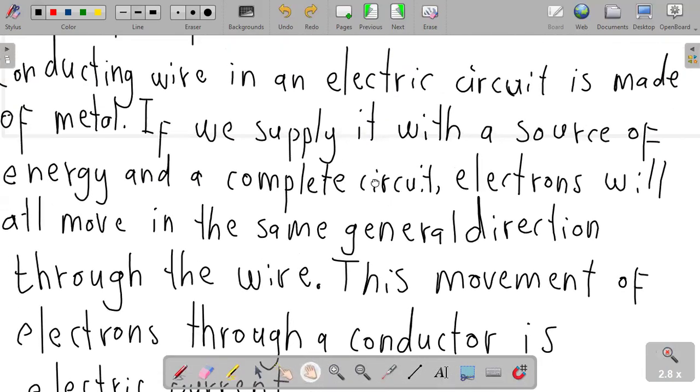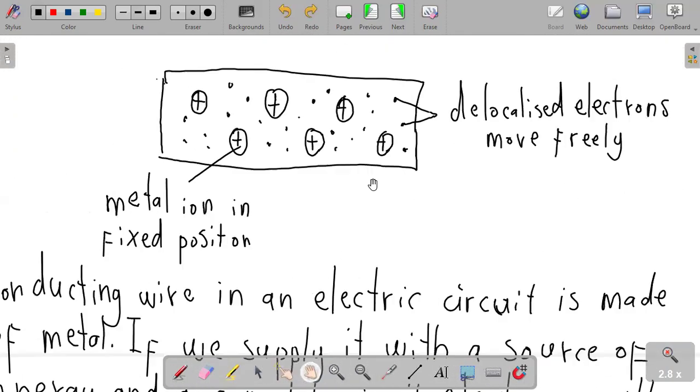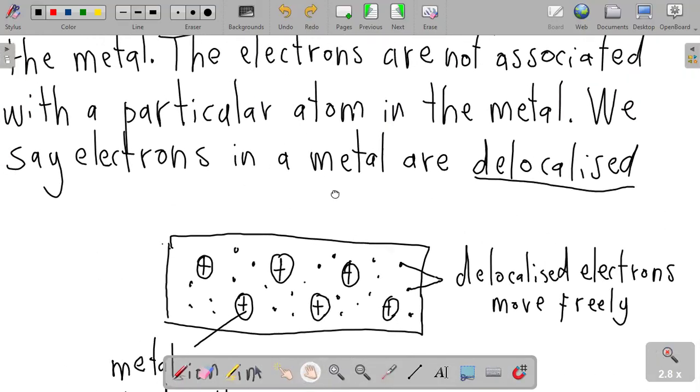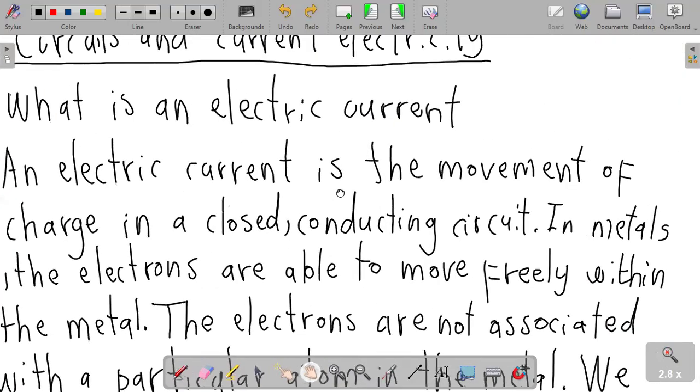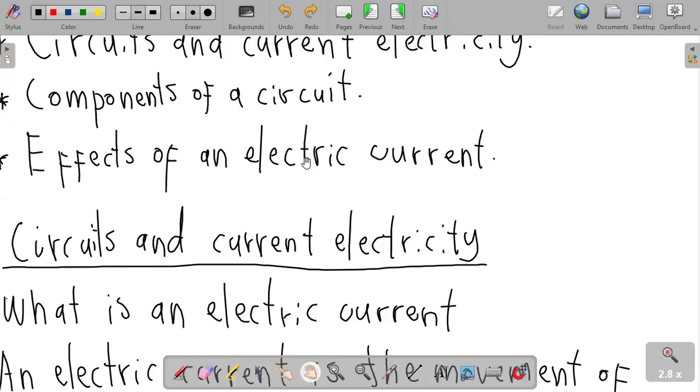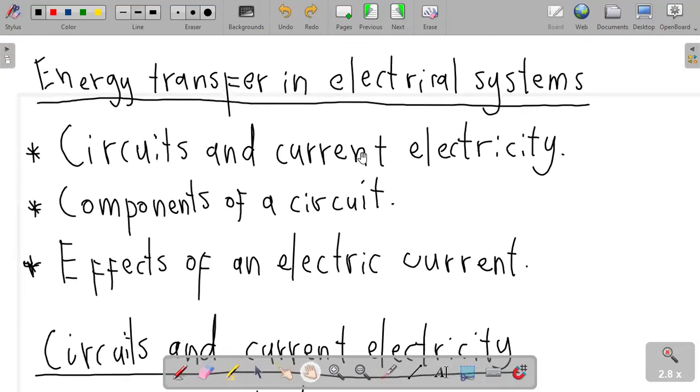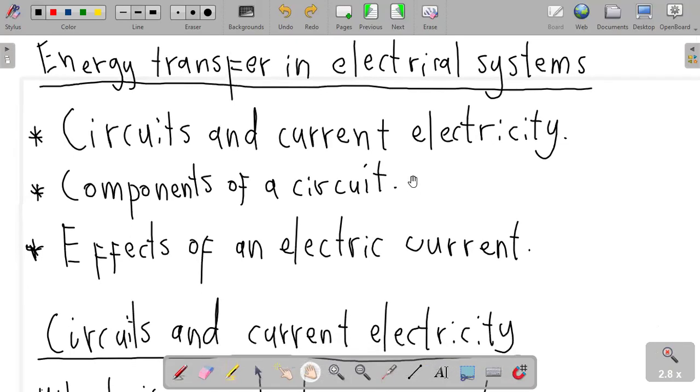So yes, guys, we are now starting on this chapter, energy transfer in electrical systems. In the next lesson, lesson 6, we're going to look at components of a circuit, because there are a lot of components of a circuit, and we will look at them in lesson 6.